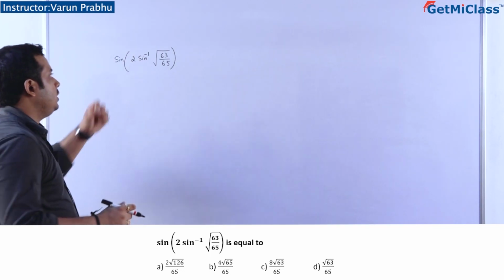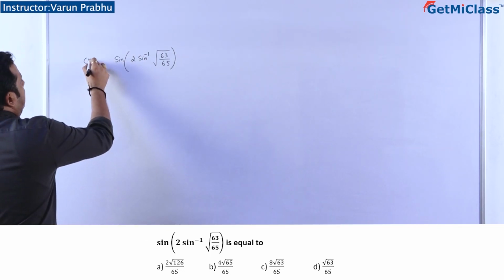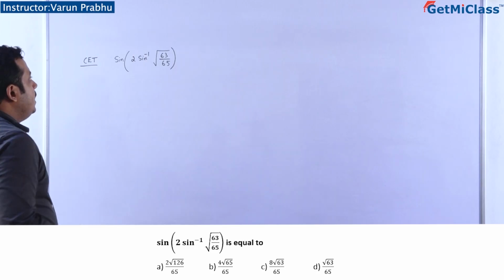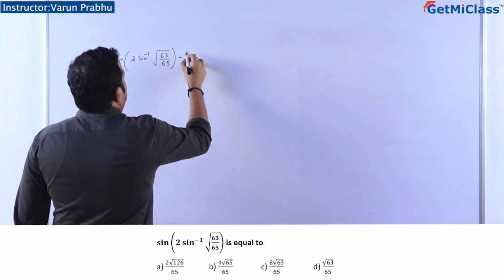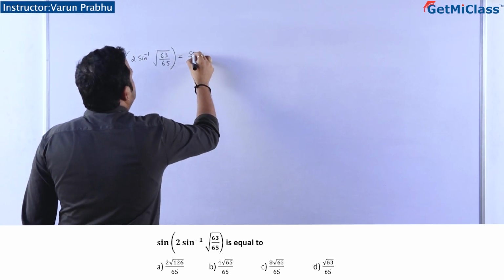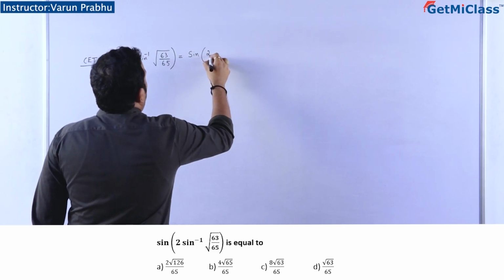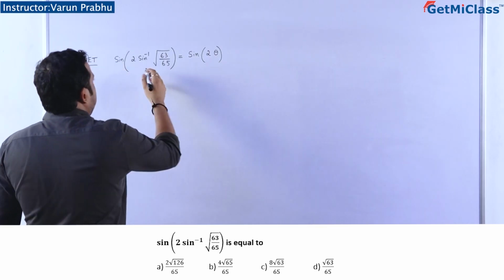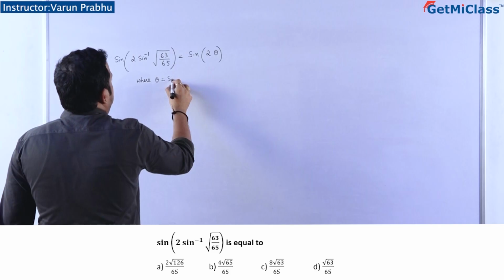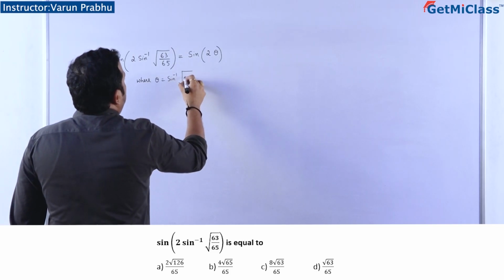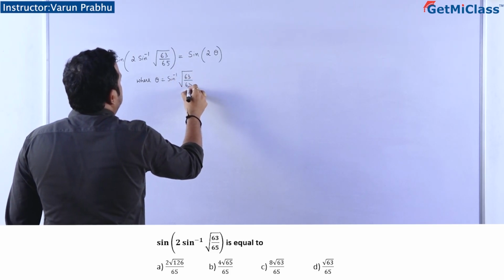This question again was asked in the CET exam. The question is: sine of 2 sine inverse root 63 by 65. We can write this as sine of 2 times theta, which means theta is equal to sine inverse of root of 63 divided by 65.